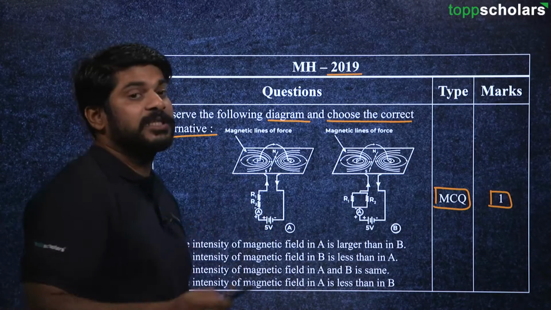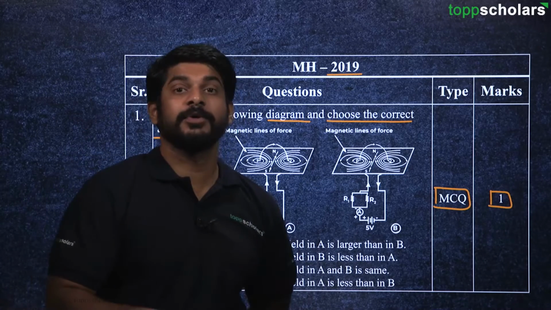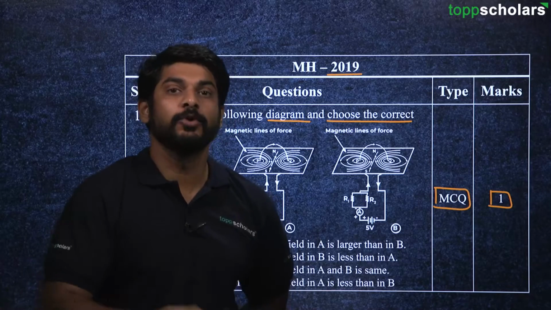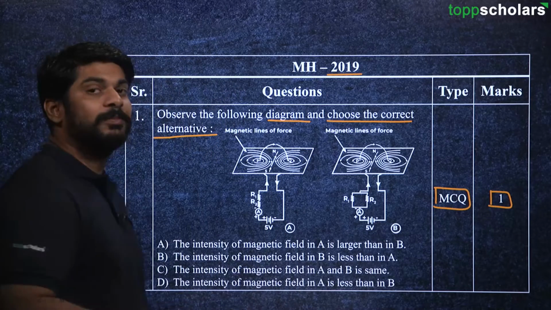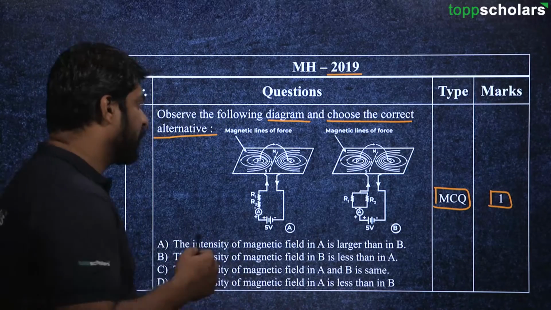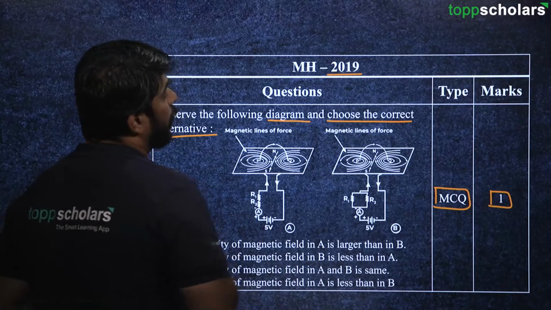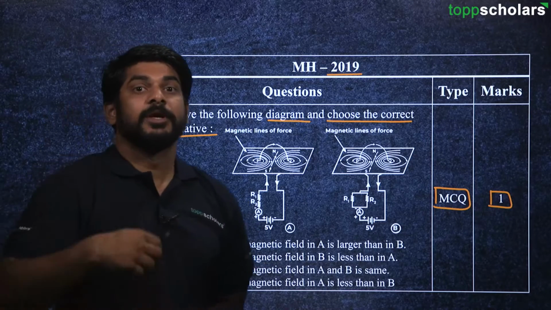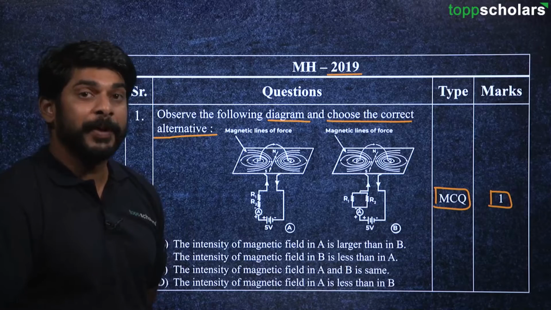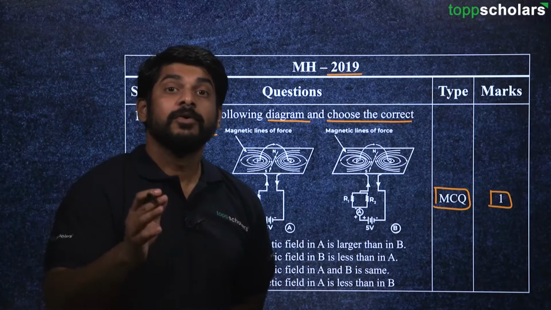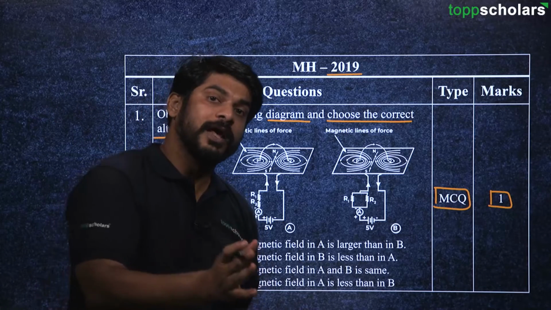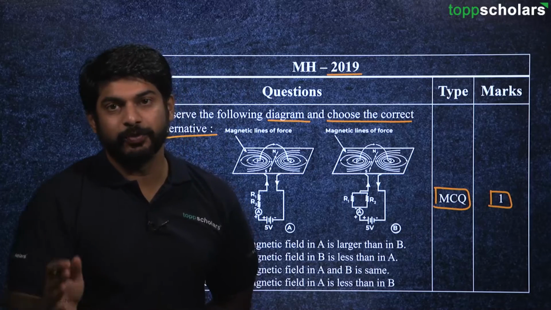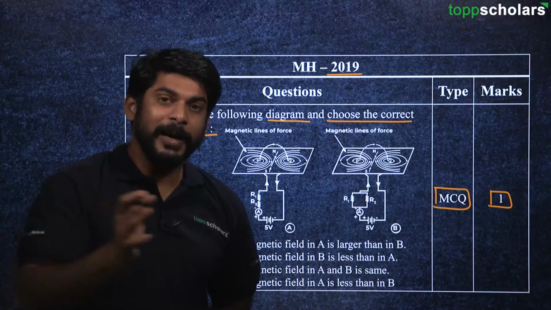Since there is a circular loop, definitely some magnetic field will be produced, according to the magnetic effect of electric current. Now, as we know, the strength of the magnetic field depends on the value of current. The more the value of current, the more the intensity of the magnetic field is going to be.